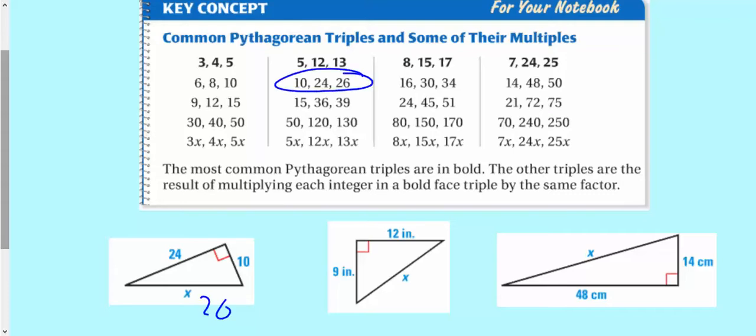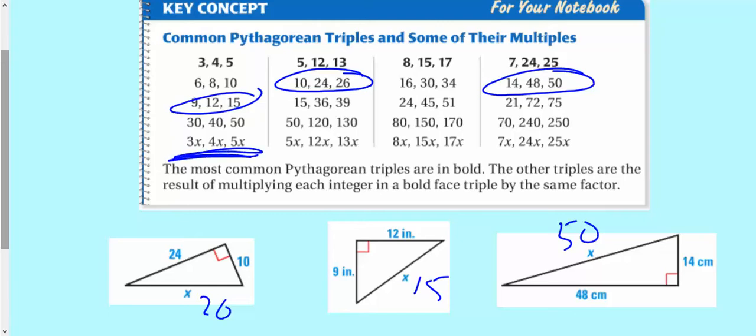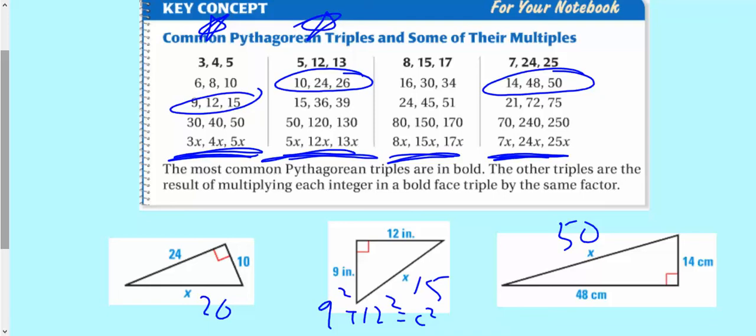Or 9, 12, 15, it's that one right there. 14, 48, and then 50. So, like I said, you don't have to memorize all these, but these 3, 4, 5, any multiples of 3, 4, 5, any multiples of 5, 12, 13. These aren't as common, like 7, 24, 25, 8, 15, 17 kind of are, but the more common ones are these guys here. So again, you don't need to memorize them. You could just apply the Pythagorean theorem and just do 9 squared plus 12 squared equals c squared, and you're going to get the same answer. So don't worry too much about this, just know what a Pythagorean triple is.